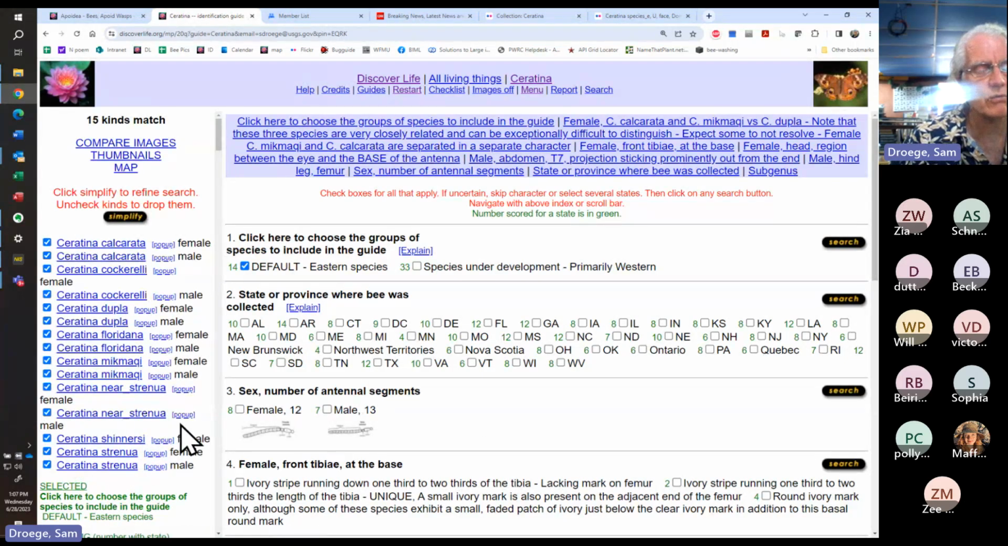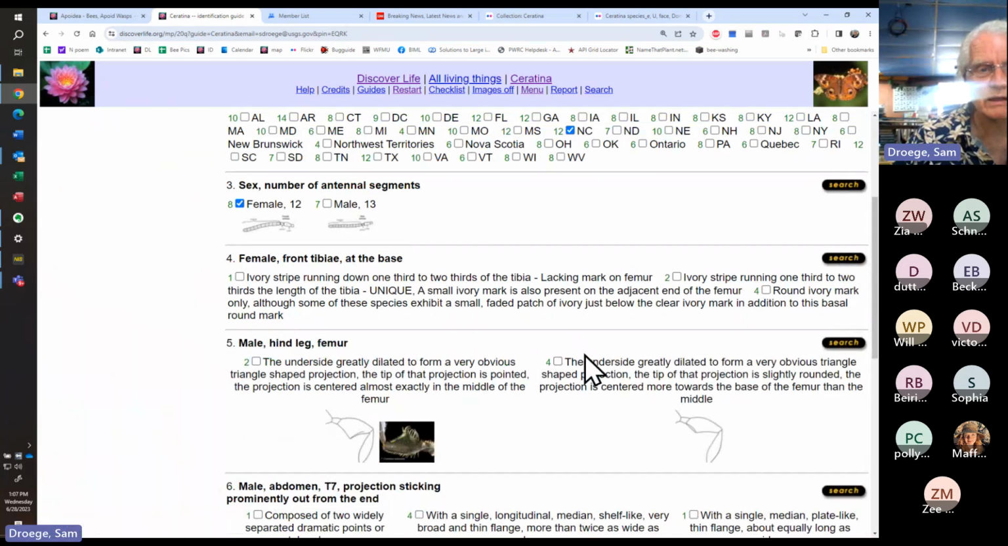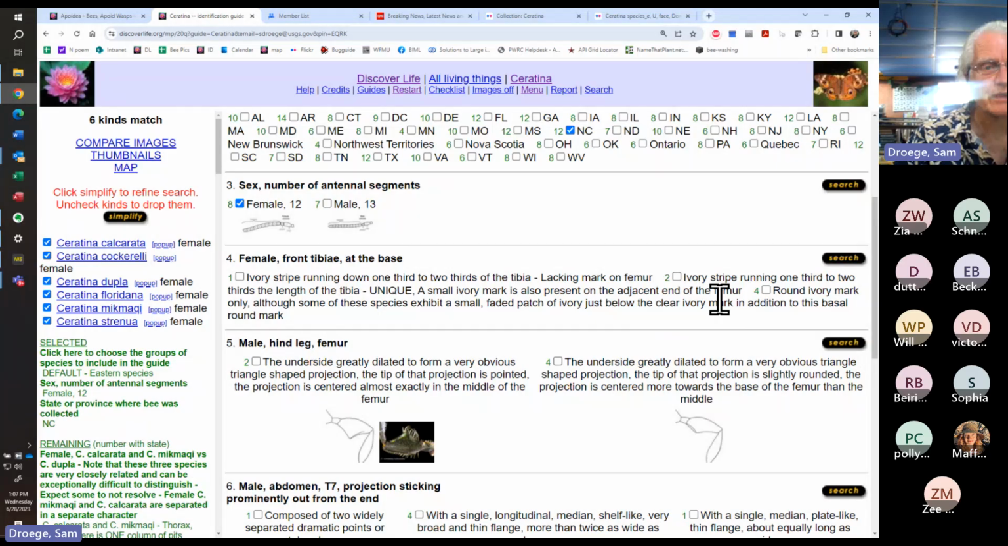That's that south western part of the east that is now sneaking into, and the Ceratina near strenua, an undescribed species that Mike has been working with. So let's trim things a little bit. Let's go to North Carolina, and we'll get rid of those two other species for the moment. And we'll start with females. And so when we do that, we end up with a list that looks like this.